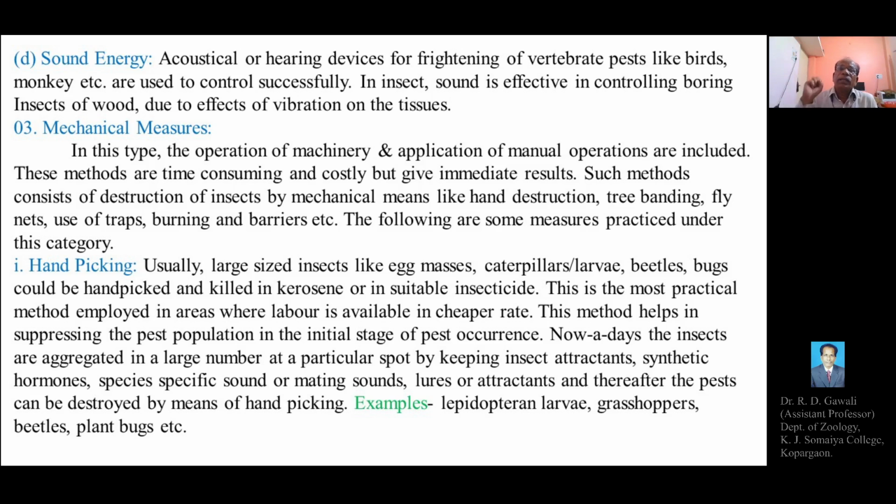So, in this method, we can collect the large sized insect stages, that is adults, larvae, or egg masses from the infested field, and after that they can be destroyed or killed in kerosene or insecticide. Or for this purpose, we can use different types of chemicals, synthetic or natural hormones, or mimics or duplicate synthetic hormones like sex hormones or pheromones, or even sex attractants, or even the use of specific sound, that is mating sound or species specific sound, so as to aggregate the insect species at a particular spot, and from there they can be killed by using a suitable method. This is about hand picking.